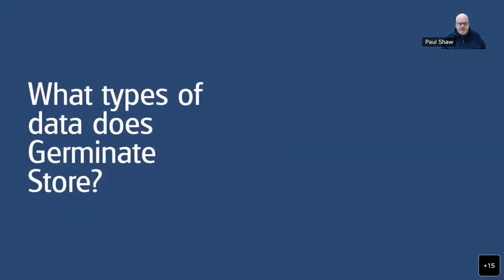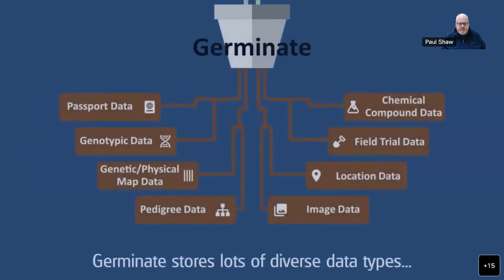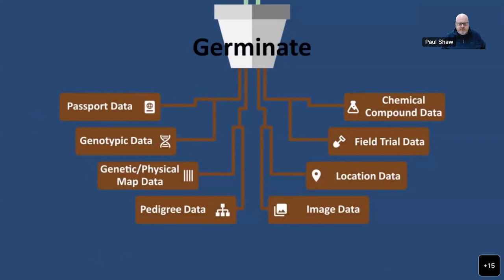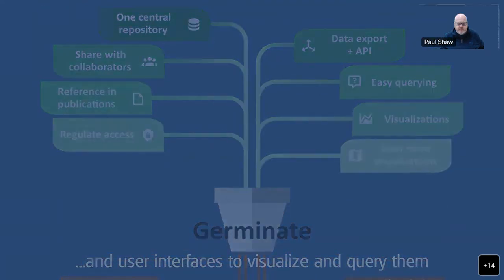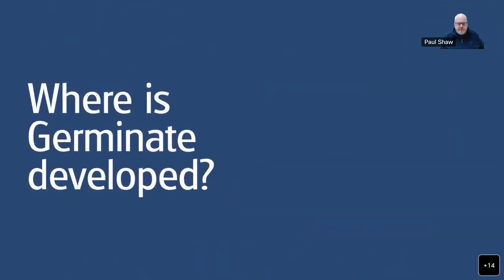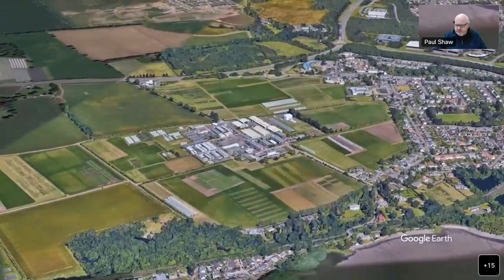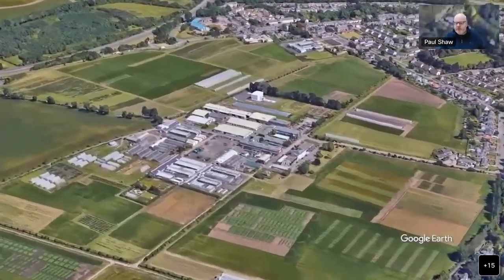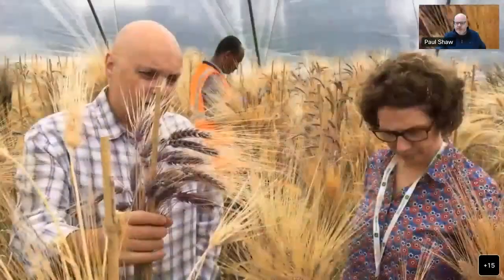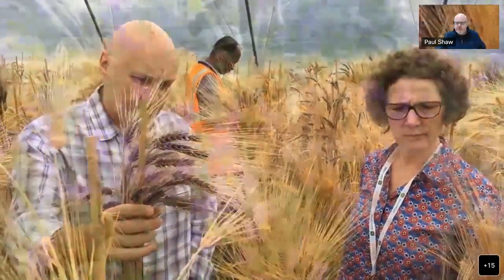What types of data does Germinate store? Data types include passport, phenotypic, field trial, pedigree, genetic, climatic, and geographic location data, as well as user-submitted annotations and images. Where is Germinate developed? Germinate has been developed by the Information and Computational Sciences Department at the James Hutton Institute, just outside of Dundee in Scotland. Originally, Germinate was created to meet the needs of barley and potato work being carried out in Scotland.